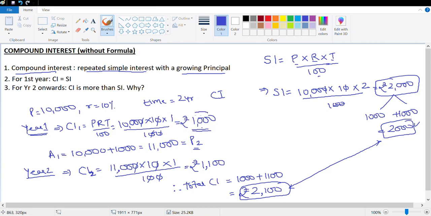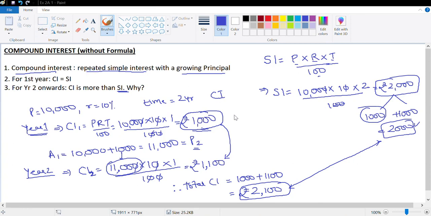Also notice that the CI for year 1 is equal to SI for year 1, but for each subsequent year the CI will be more than the SI for that year because the principal gets increased. Here the principal gets increased by 1000 rupees. So CI is always more than SI for each subsequent year after the first year. Now this is done for a year. I could have compounded it half yearly, which means the interest is calculated for half year and gets added to the principal every half year.